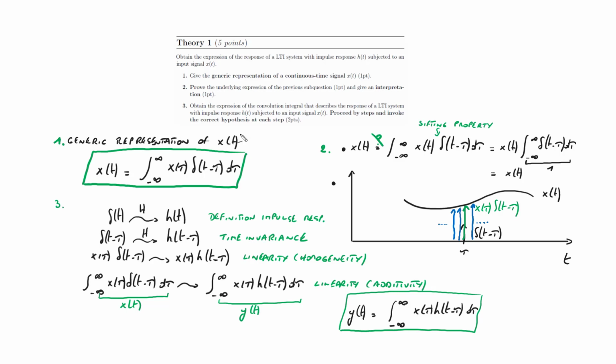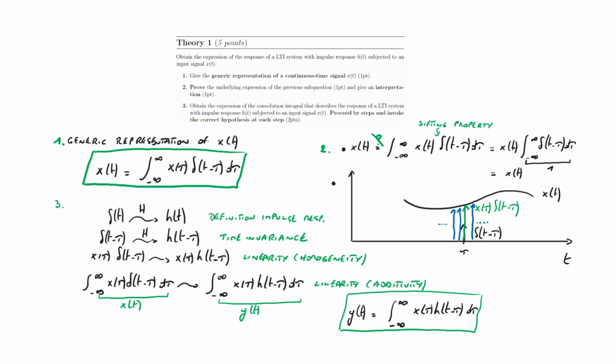Let us have a look now at the convolution integral, and at least how we can obtain it. We have to proceed step by step and invoke the correct hypothesis at each step. We'll start from the definition of the impulse response. Here it is given, right? But by definition, the impulse response is, of course, the response to a delta at the input of our LTI system. We'll call it h over here. If you put a delta at the input of the system, well, at the output you'll collect the impulse response h of t.